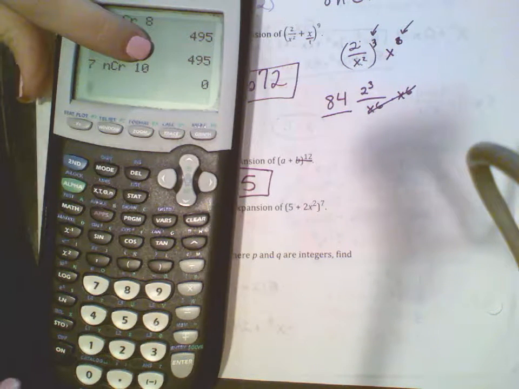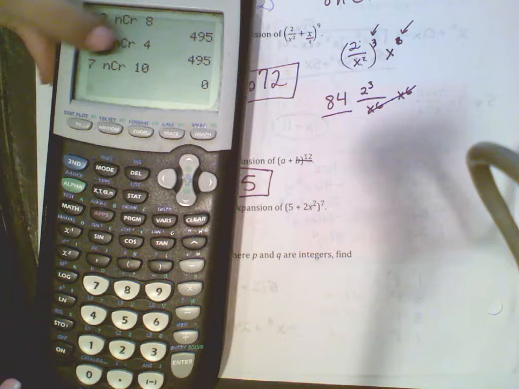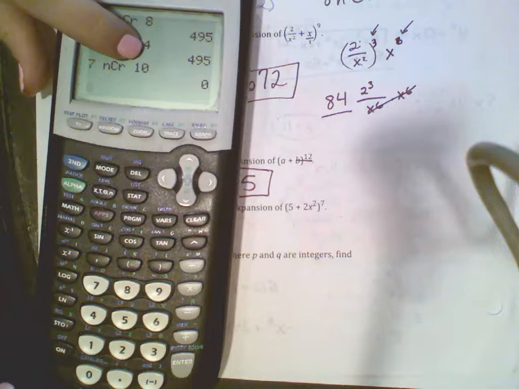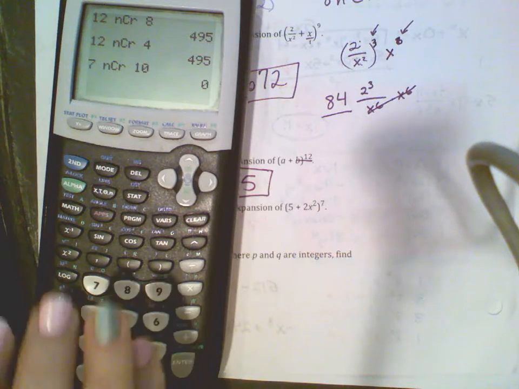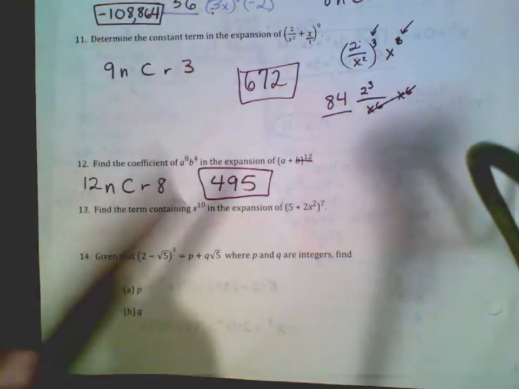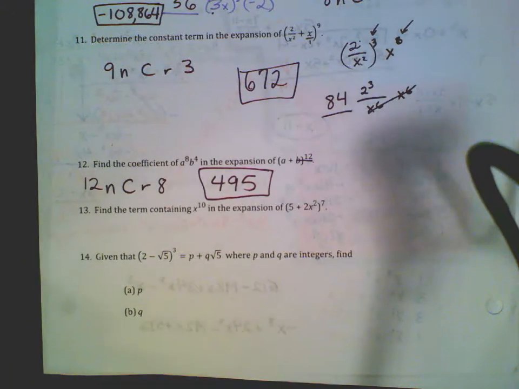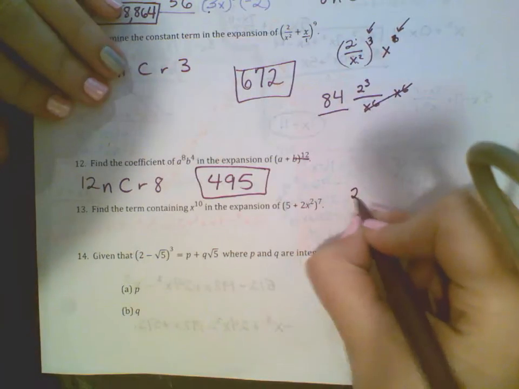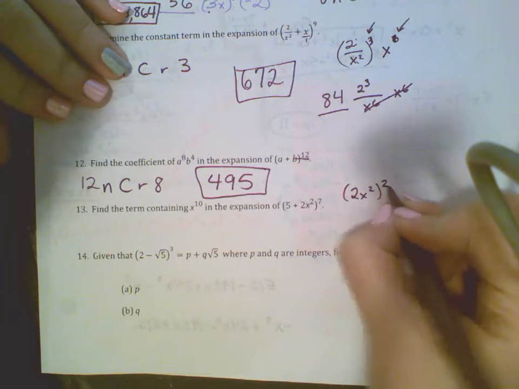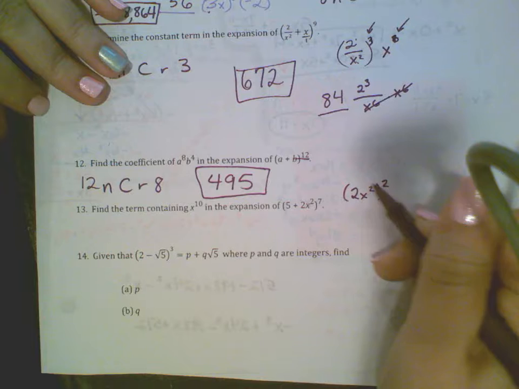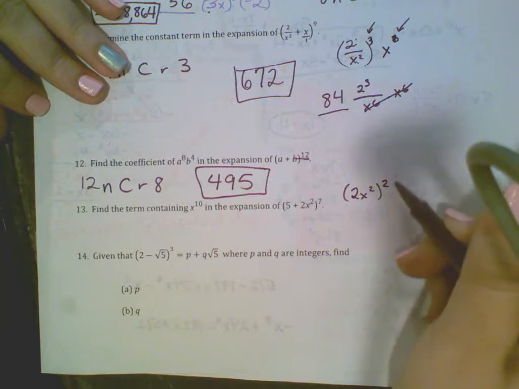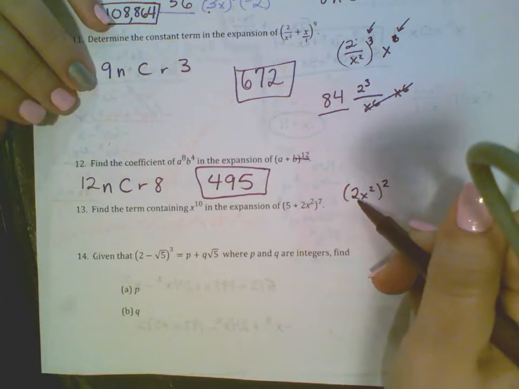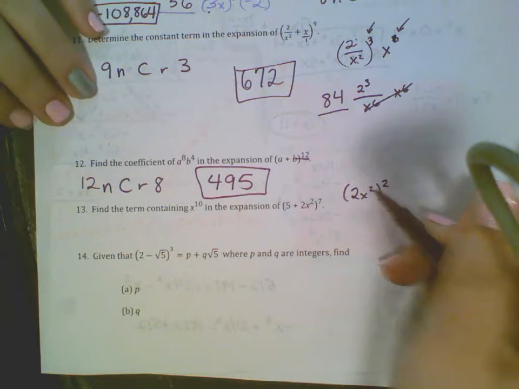Because if you think about it, what you're saying is, I'm going up to the exponent of 7 and I want the exponent of 10, then that's not going to really work, because you're dealing with x squared. So think about it, if I were to have 2x squared to the second power, anytime you have something raised to a power, those are going to multiply together, and that would give you 2 squared, which is 4, x raised to the 4th.